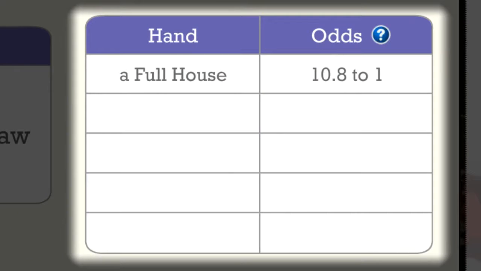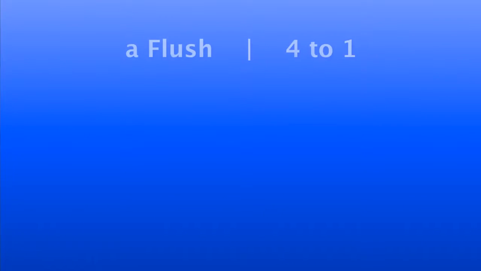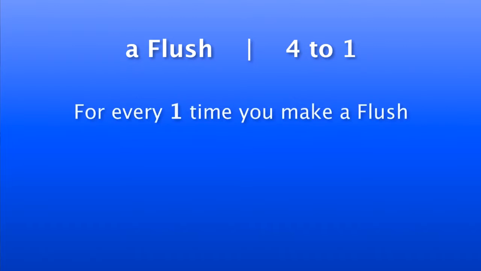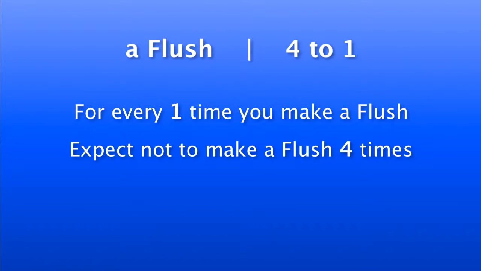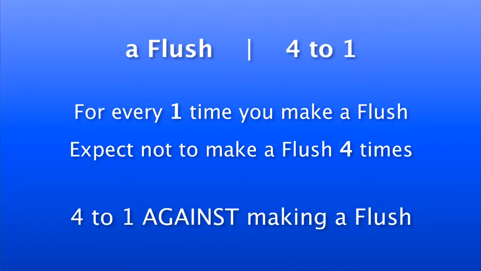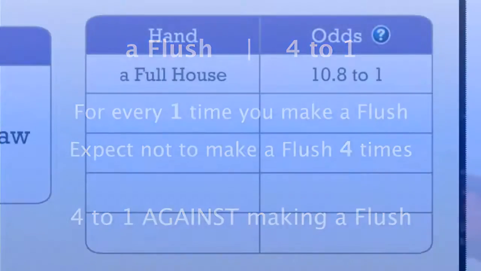The last box here shows your odds of improving your hand to a better type of hand on the very next card. The odds are easy to read if you think of it this way. If the odds say you are 4 to 1 to make a flush on the next card, it means for every 1 time you do make a flush, you can expect not to make a flush 4 times. So it's 4 to 1 against making a flush.